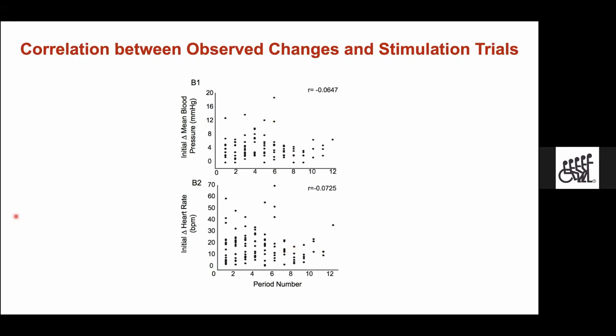We looked at whether the responses that we get have any correlation to the cycle number, as we said, and really that doesn't change anything. So we can do this 12 times in a rat, or we can do this just one time in a rat, and the response is always consistent.